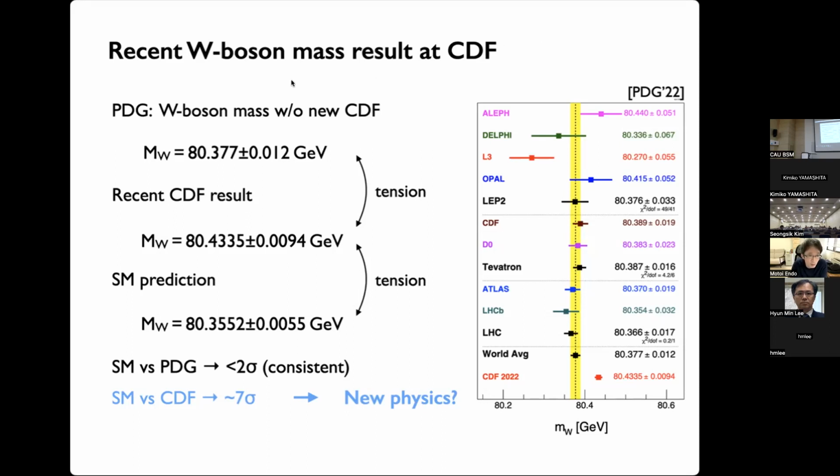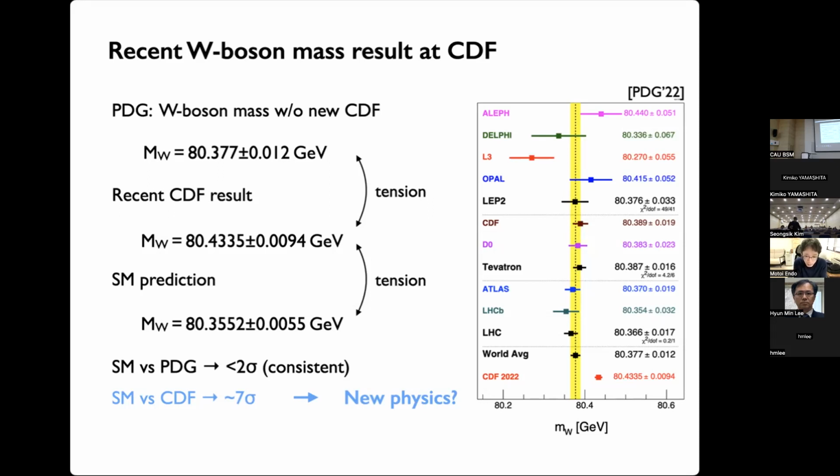As you know, the PDG, the Particle Data Group, does not include the CDF result and gives a result here, which is given by this yellow band. But this yellow band is not consistent with the recent CDF result, which is given here, the red bar. And also, this CDF result is inconsistent with the standard model prediction, which is given here. Actually, if you compare the standard model value with the PDG value, they are consistent with each other. The difference is less than 2 sigma. On the other hand, if you compare the standard model and the CDF result, the discrepancy is about 7 sigma. So if this result is true, then this indicates new physics.